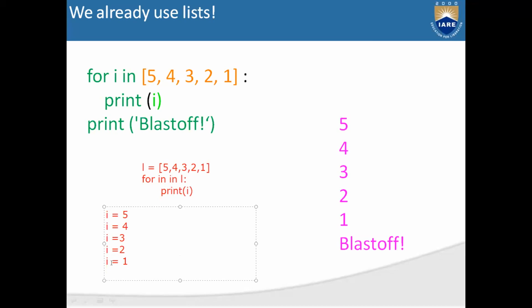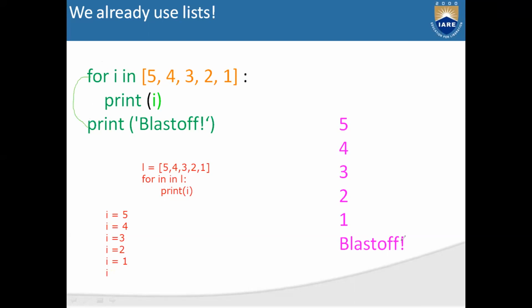Then i will be assigned the next value. Is there any next value in the list? No values. So it will stop there. Then it will stop there means it will come to the next statement of the for loop. What is the next statement of the for loop? The next statement of the for loop is this print statement. Clear? So that's why "last of" is printed.